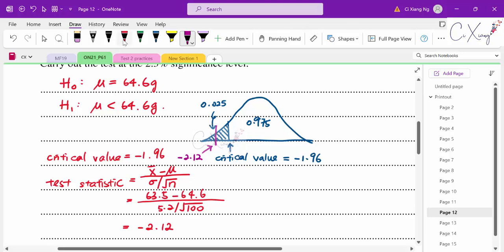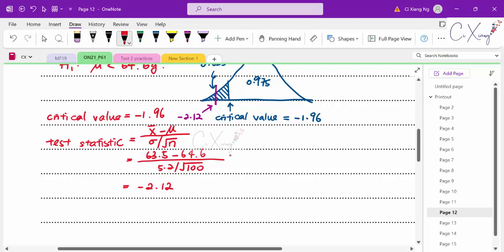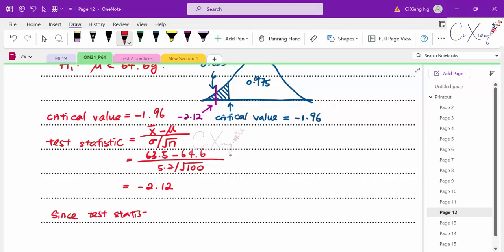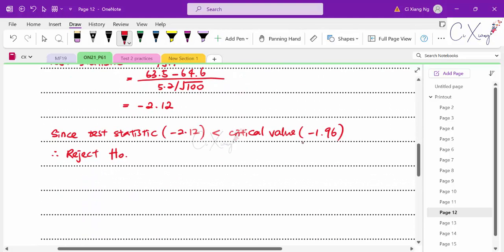From here, you can make the decision, where you have to reject the null hypothesis. Before you make the decision, you have to tell them the reason first. Since the test statistic, which is negative 2.12, is less than the critical value, which is negative 1.96, therefore we reject the null hypothesis.